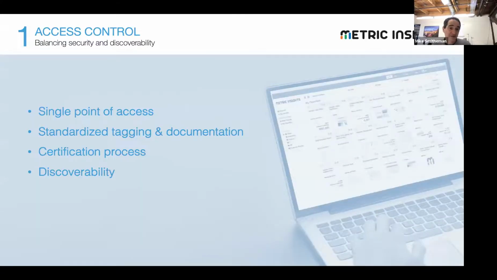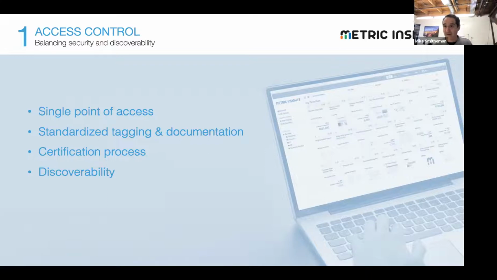So to achieve this, there are four areas that you want to focus on. First, obviously you need a single point of access. It doesn't make sense if a user has three or four different ways to get to content; that by definition is not a well-governed environment. It's not a garden. Furthermore, there needs to be standardization around the tagging and the documentation that's in place.